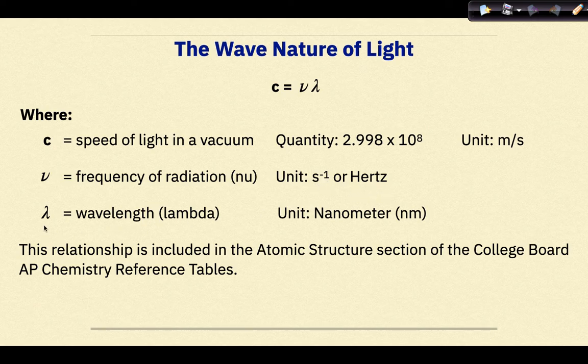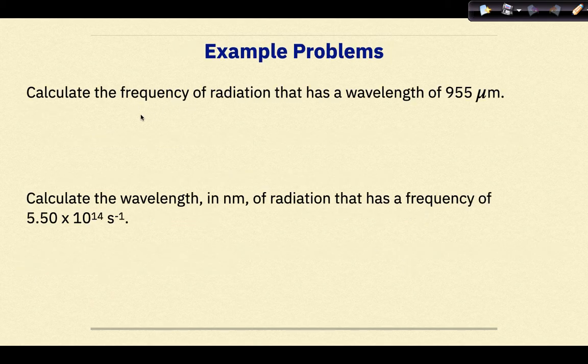And then finally, lambda, which means wavelength, where the unit here is the nanometer, represented as nm. This relationship is included in the atomic structure section of the College Board AP Chemistry reference tables, so make sure that you know where that is located. Let's do some example problems.